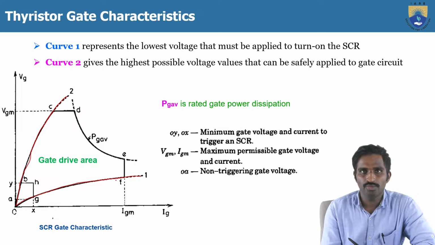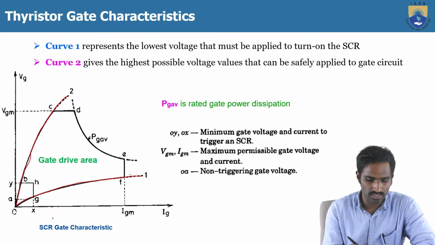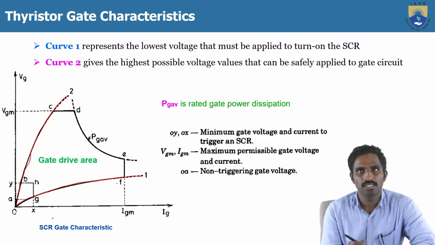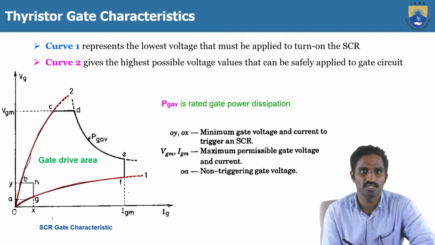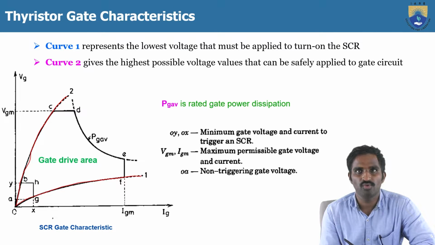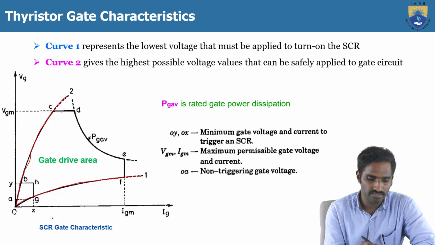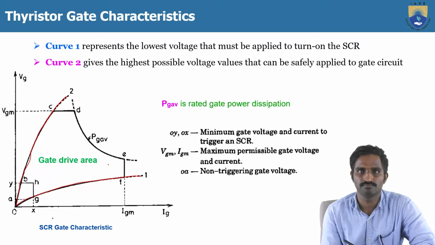So you must give the gate voltage within curve 1 and curve 2 only, because curve 1 represents the minimum voltage that must be applied to turn on the thyristor, and curve 2 represents the maximum possible voltage that can be safely applied to the gate to turn on the thyristor. So we must apply the gate current within these two limits only.